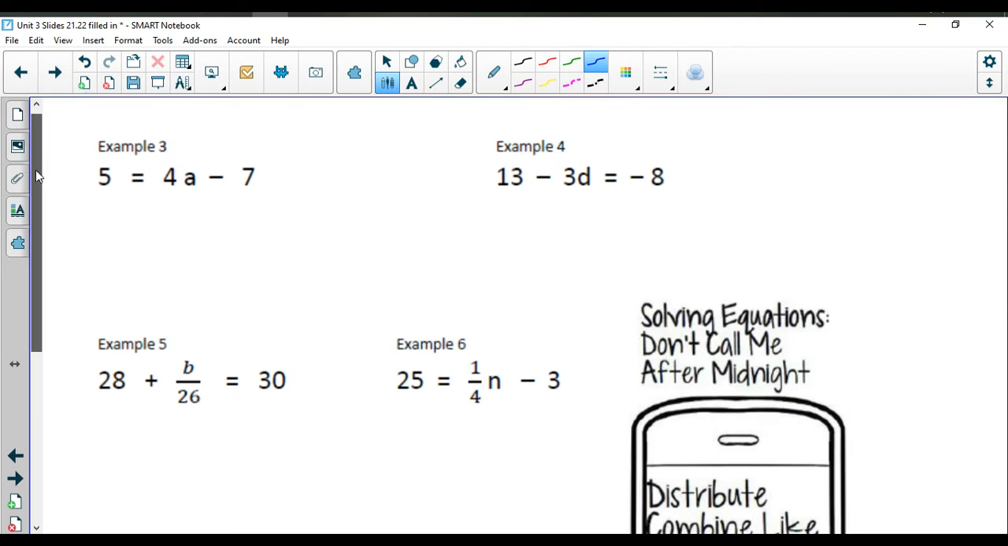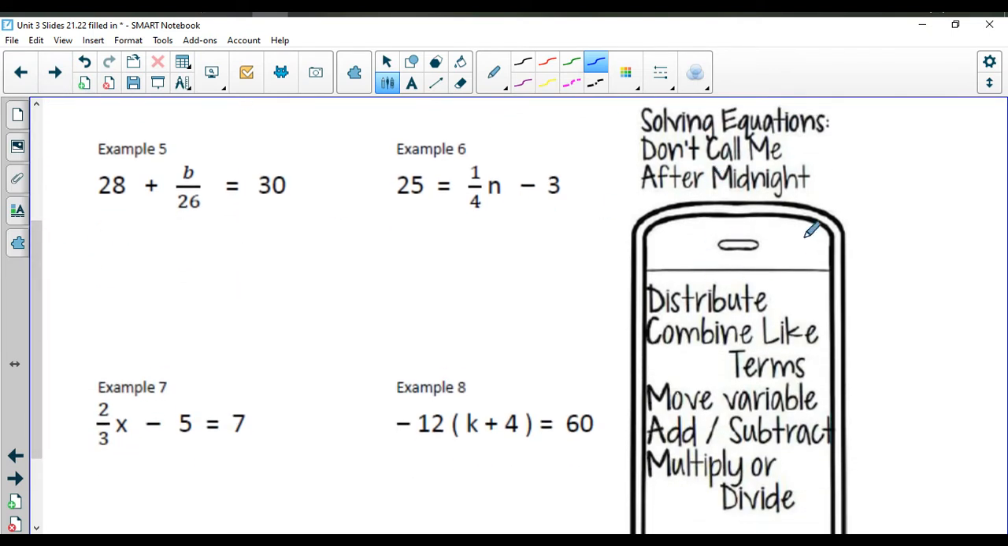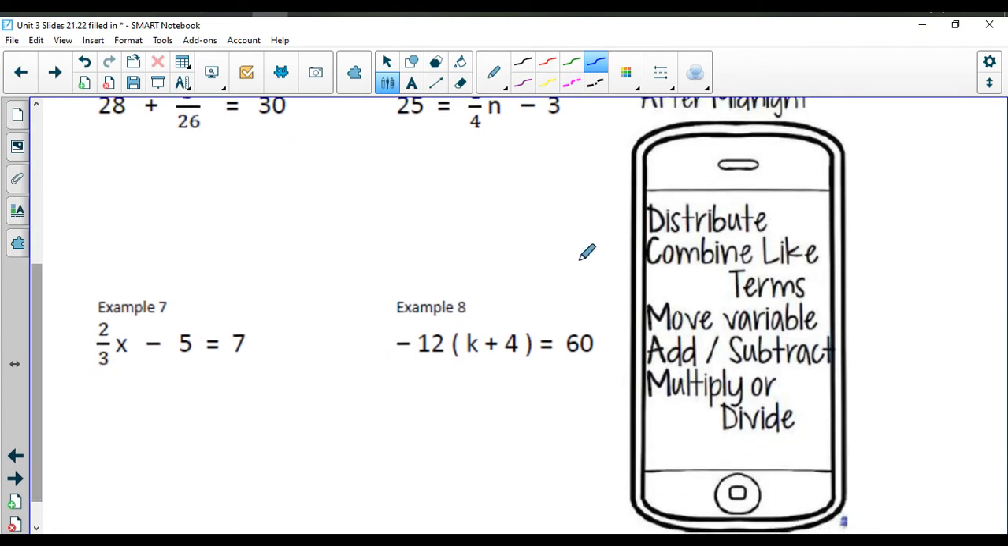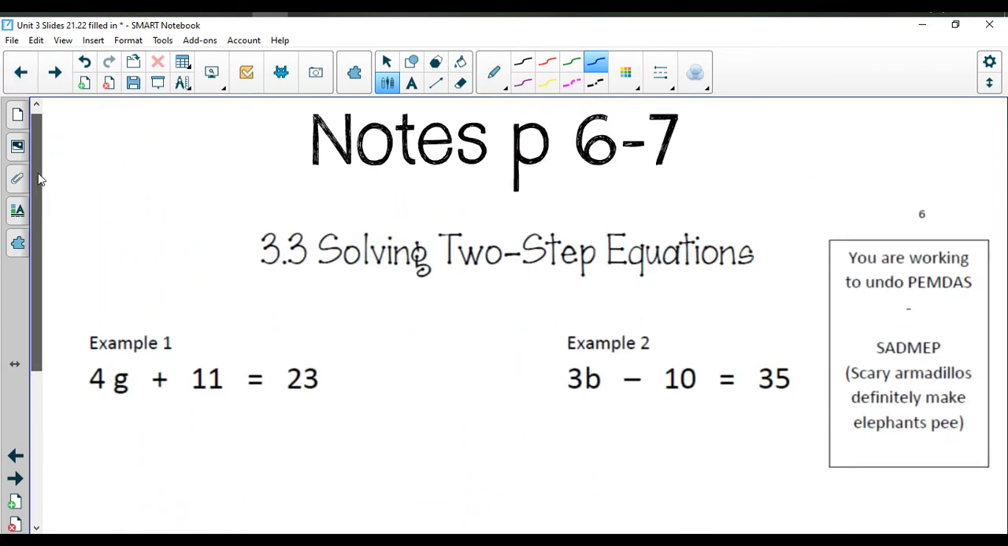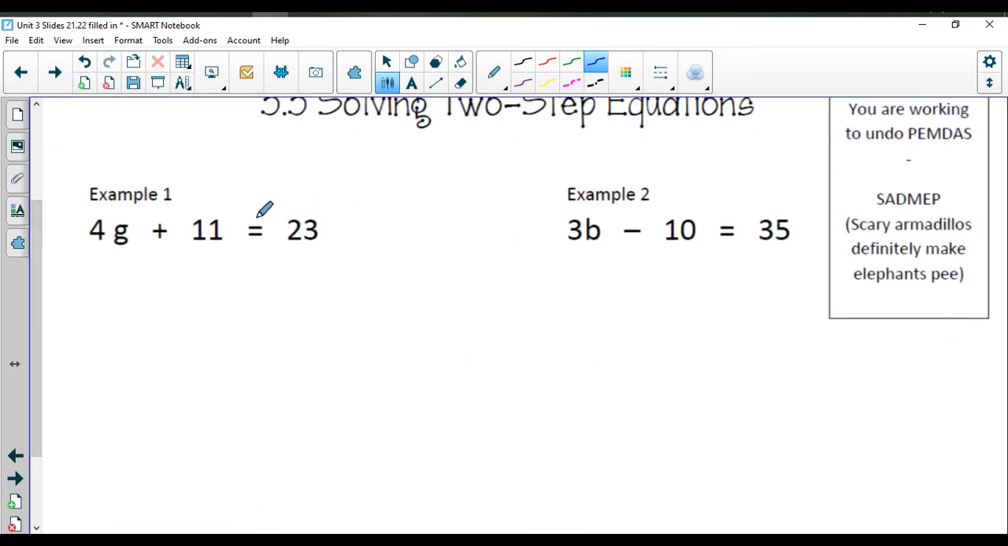One of the things that I'll direct your attention to down on the bottom of page number 6 is this little phone that says solving equations, don't call me after midnight. So our equations are going to get more and more complicated, and they're going to include distributing, combining like terms, moving variables. We're not there yet. So for today, if you want to cross those off, that would be good. What we're going to focus on today is undoing addition and subtraction first, and then undoing multiplication or division second afterward.